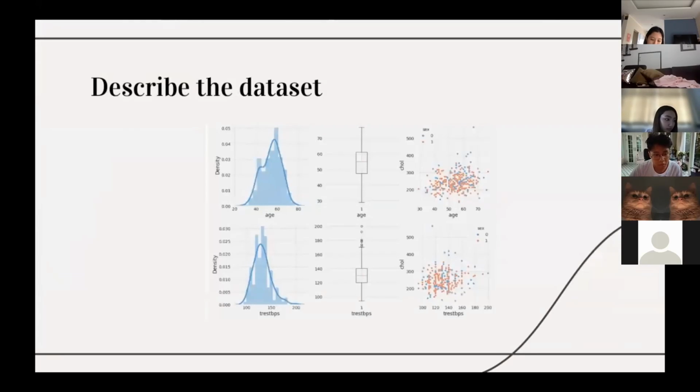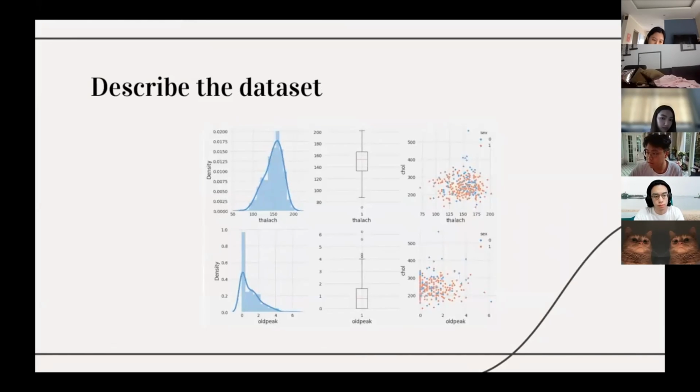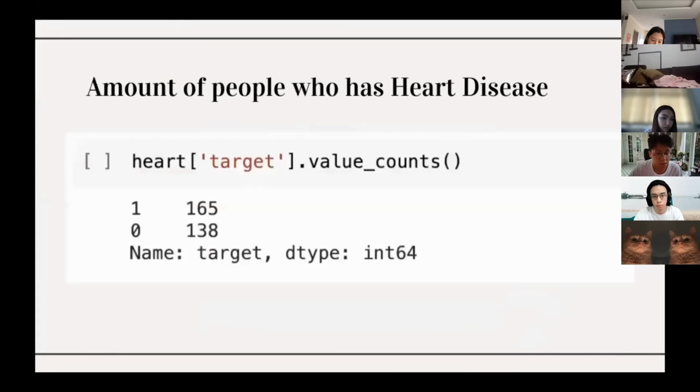From this graph, the majority age of people in this dataset is about 50 to 60 years old. The resting blood pressure is about 120 to 140. The maximum heart rate achieved is 140 to 160, and the ST depression is mostly 0 to 1.5. The target column shows the people who had heart disease, 1 for defective heart and 0 for normal heart. Therefore, in this dataset, 165 people have defective heart and 138 have normal heart.